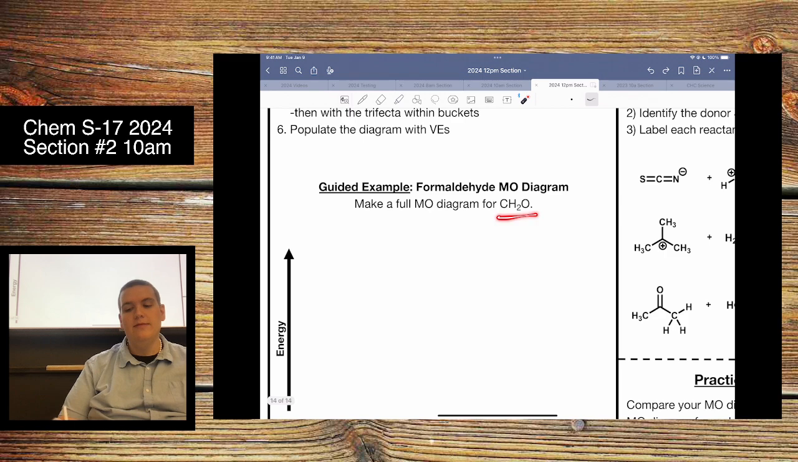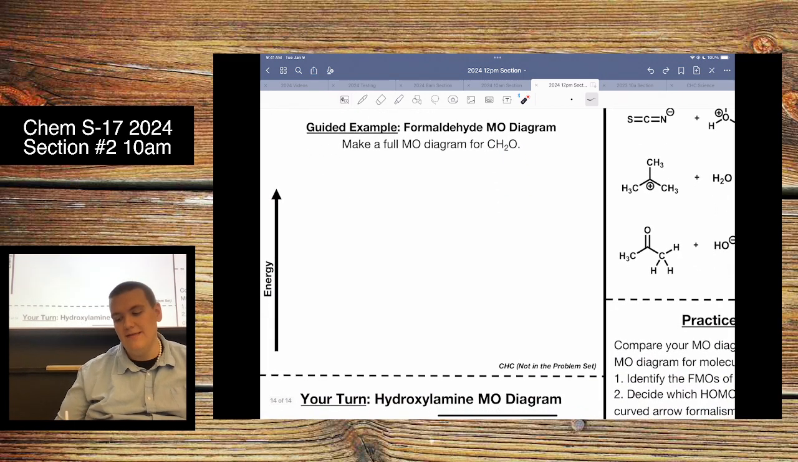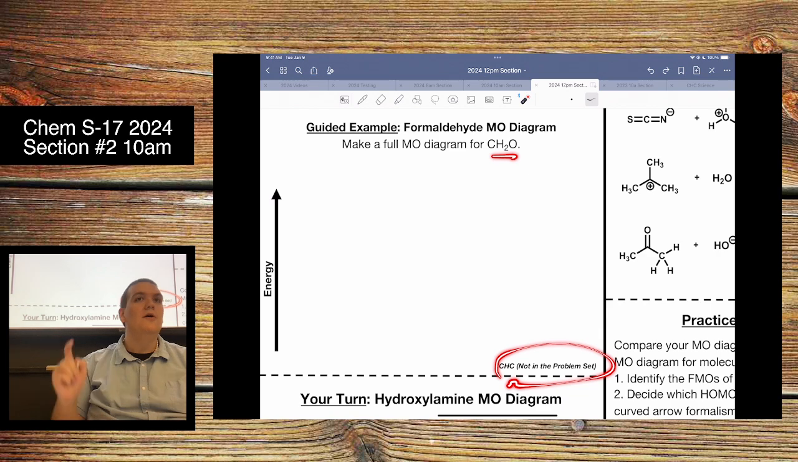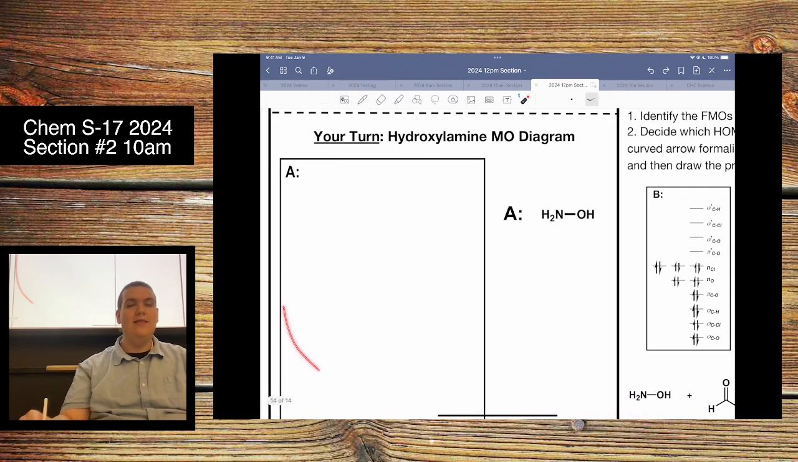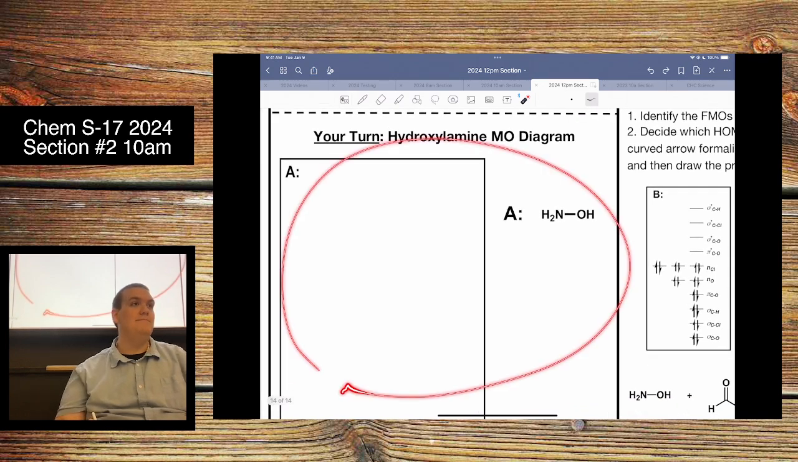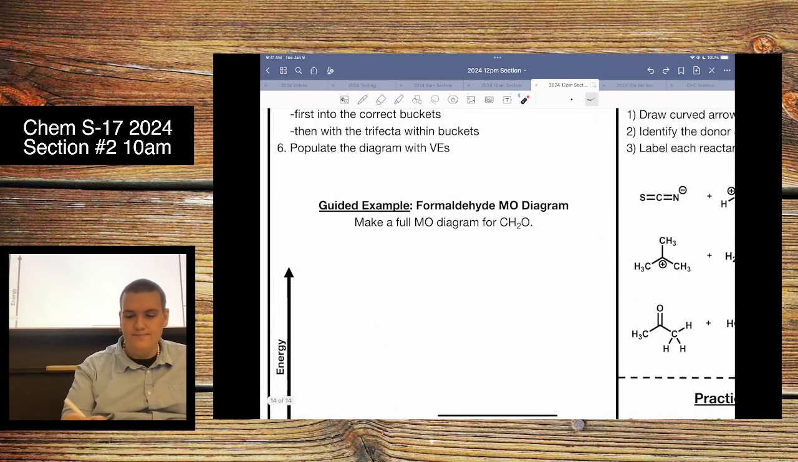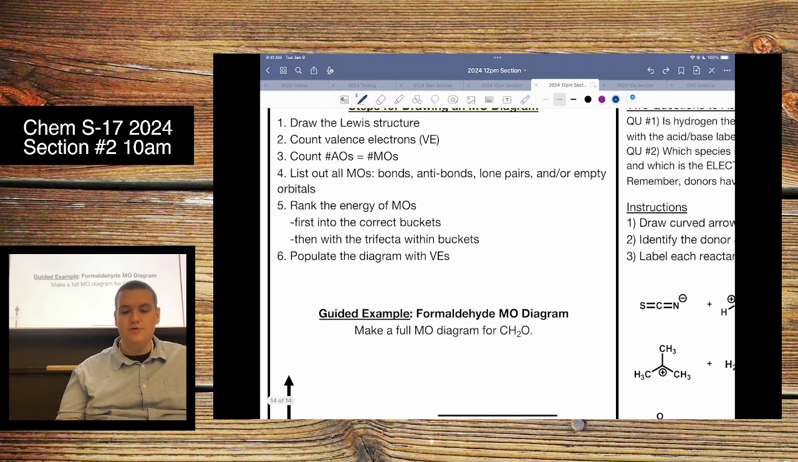And I'm going to do it with formaldehyde here. I don't think that this one's explicitly in the problem set, and I just chose it because it's small. So I'm going to very rapid fire do all the steps and talk through it, and then have y'all do one, and that's where I will answer a bunch of questions, okay? So, start off, first step, draw the Lewis structure.